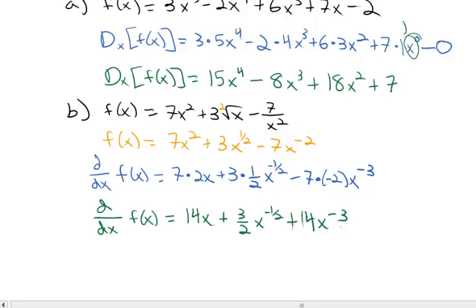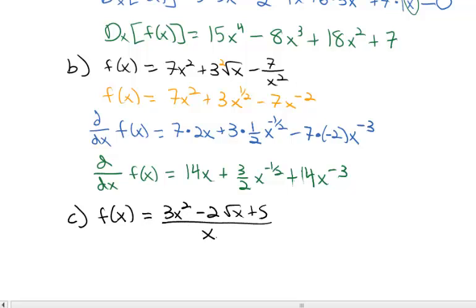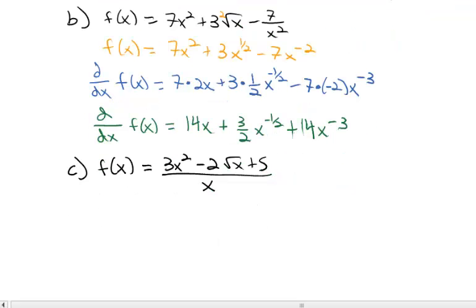This strategy of rewriting problems that look complex, like we did in orange here in the center, so that we have x to some power, is going to be very useful to us as we solve some more complex and involved derivatives. For example, if we have f of x equals 3x squared minus 2 square root of x plus 5, all divided by x, and we want the derivative of this.